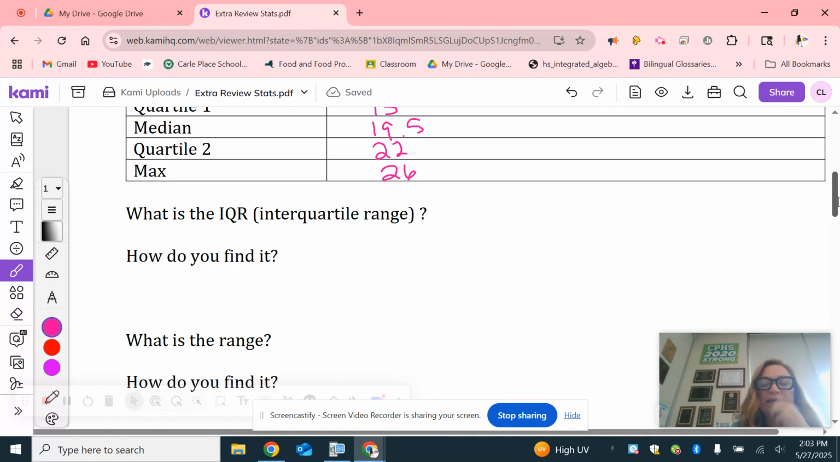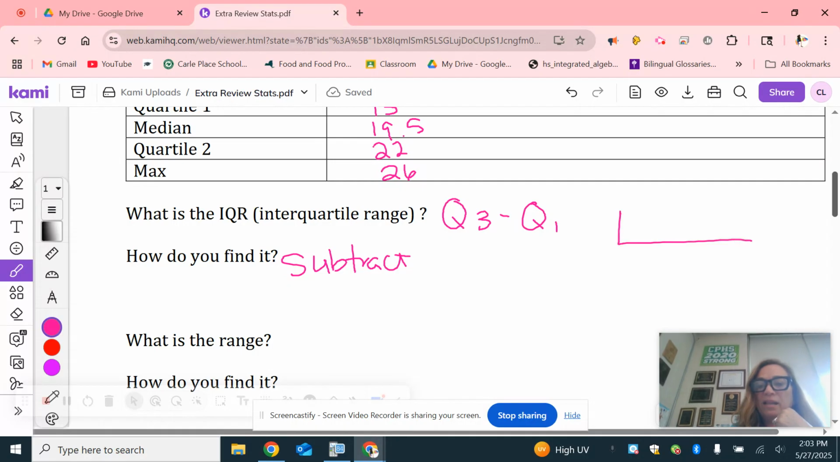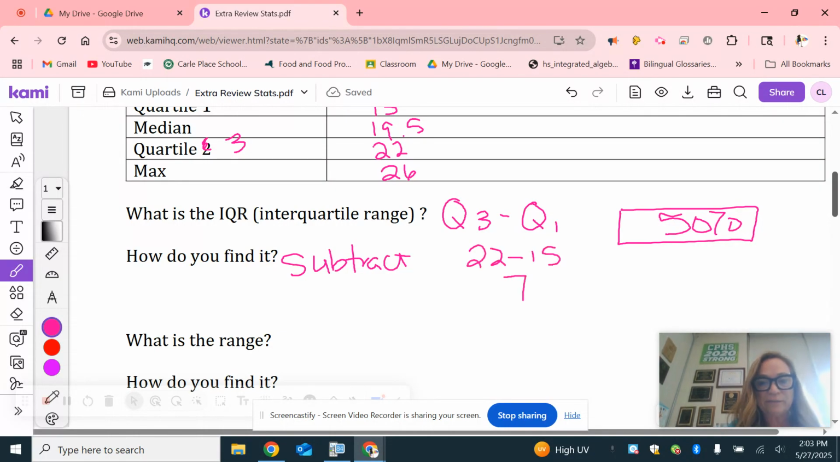Okay, what is the interquartile range? So the interquartile range is the difference between Q3 and Q1. So you would do simple subtraction. What it does is it represents the middle 50% of the data. It's the box on the box whisker, okay? Oh, actually there's a typo on this sheet, guys. This should say Q3, okay? So please correct that. So I would just do 22 minus 15, which gives me 7.